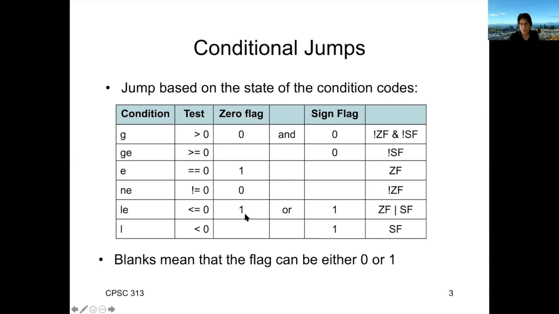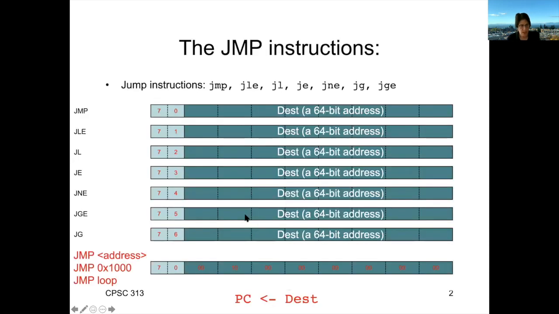So you can go through this table. I'm not going to do that in the video. You should do that on your own and make sure you understand how the condition codes map to the conditional jumps. Let's go back to the previous slide and look at the format of the instruction.